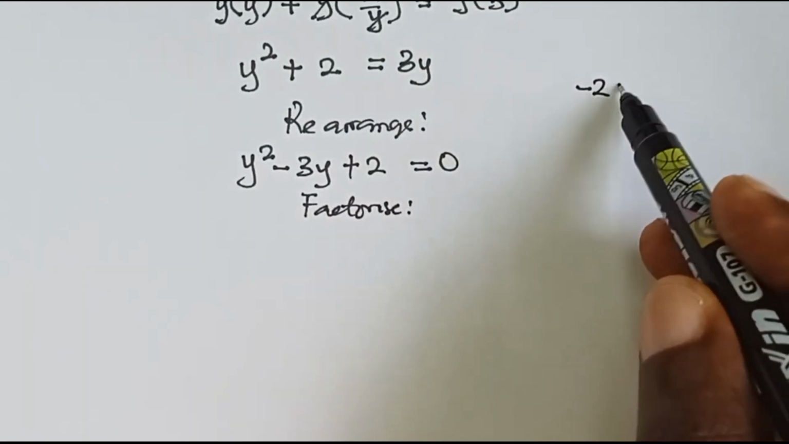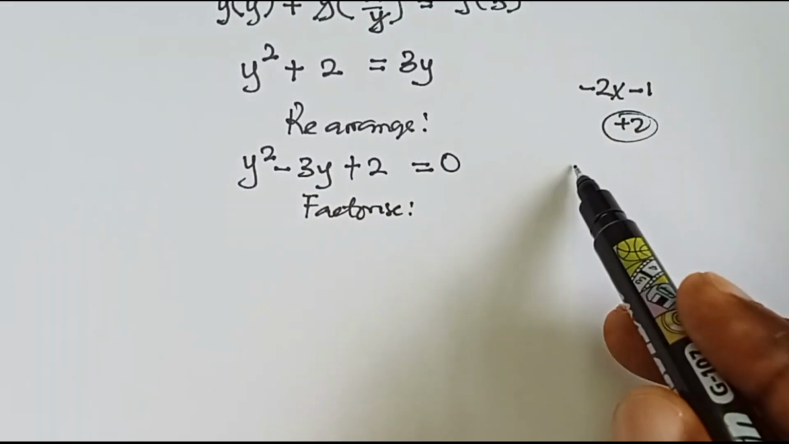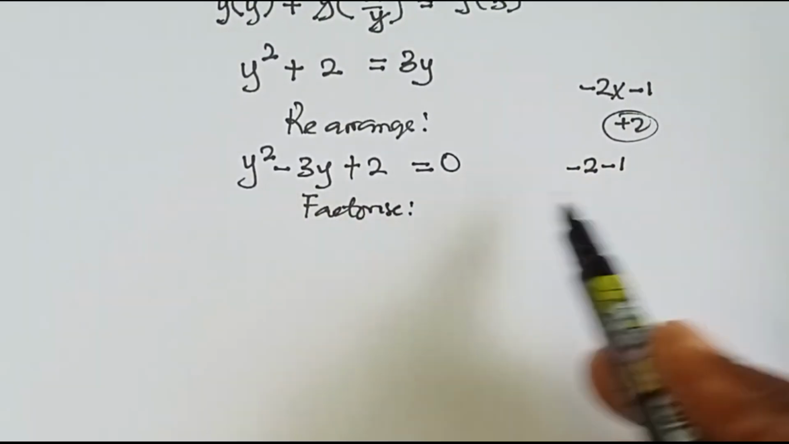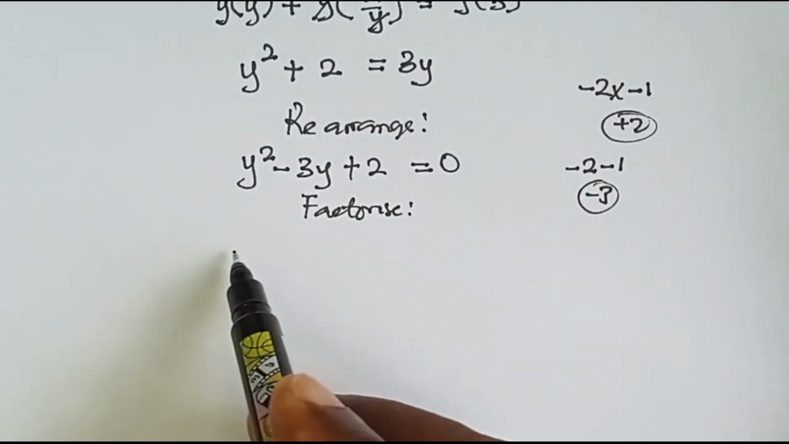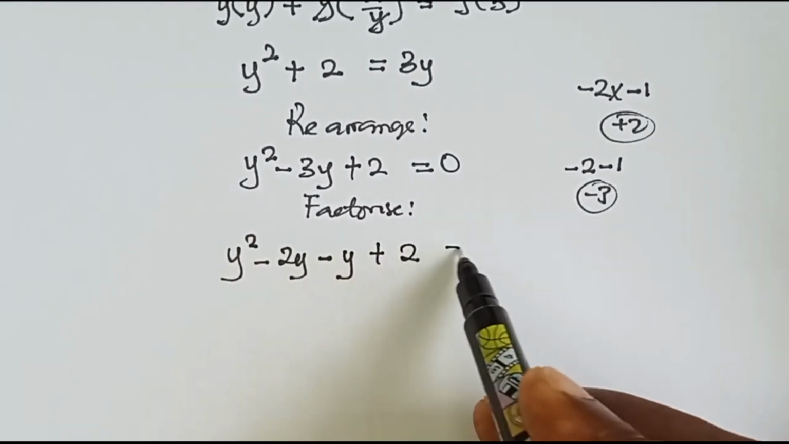We have minus 2 times minus 1 will give us plus 2, and that's a plus 2 here. And then this minus 2 minus 1, if you put it together, we have minus 3. So minus 2 minus 1 works. So we have y squared minus 2y minus y plus 2 equals 0.